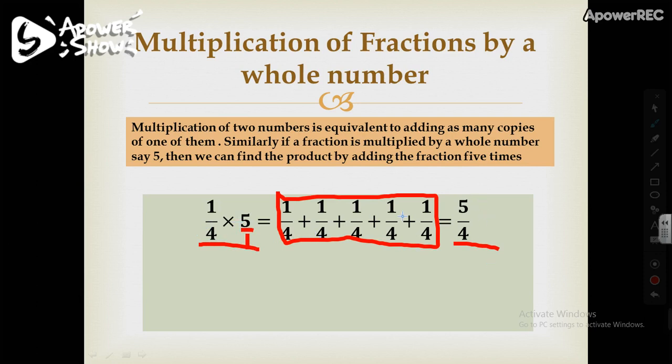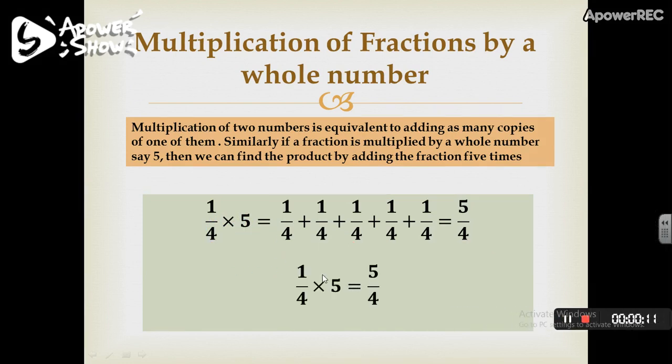So you can directly obtain the result by multiplying the numerator of this fraction by the numerator of this fraction and the denominator by the denominator. We can find the product of a fraction and a whole number directly by multiplying the numerator by the whole number, and the denominator will remain unchanged. Or you can say we are multiplying numerator by numerator and denominator by denominator. The denominator of the whole number is 1. So 1 multiplied by 5 equals 5 and 4 multiplied by 1 equals 4.